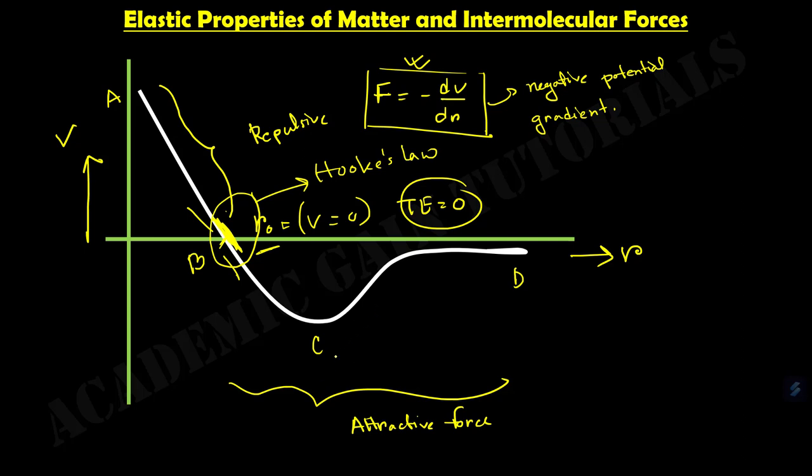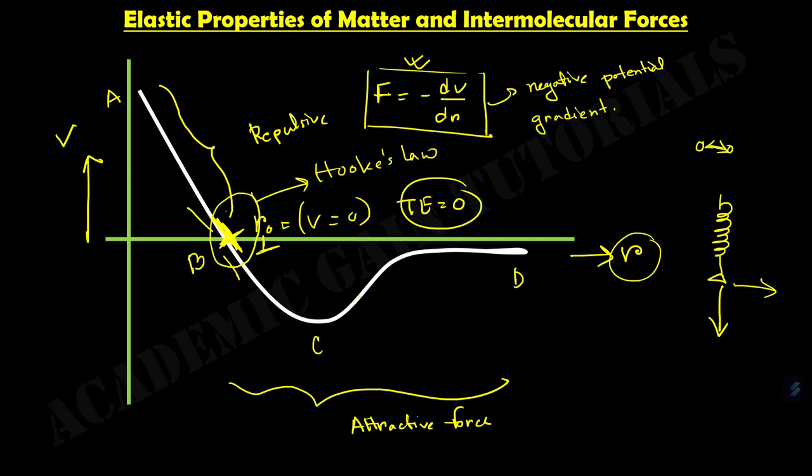As we pull a material by applying external force, suppose this is a spring, the intermolecular spacing slightly increases beyond the point B. So R increases by applying external force. The attractive force between the molecules brings them back to their equilibrium position, so the spring wants to return to its original position. The BCD path is where the attractive force acts.